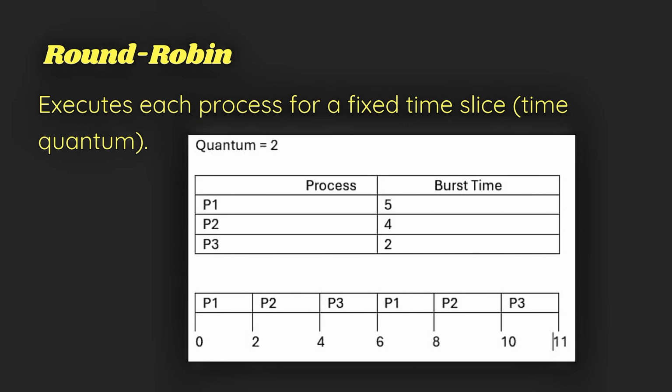The last algorithm is round robin. Round-robin scheduling gives each process a fixed time slice called a time quantum. After that time is up, the CPU moves to the next process in the queue. This method is fair and responsive, especially in time-sharing systems like modern operating systems. However, if the time quantum is too short, the system spends too much time switching. If it's too long, it behaves like first come, first serve.